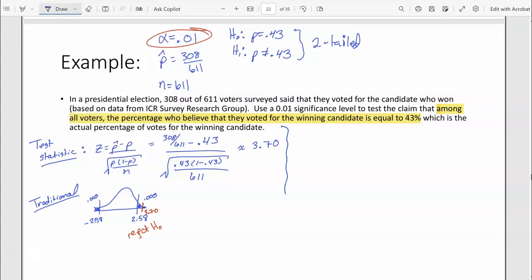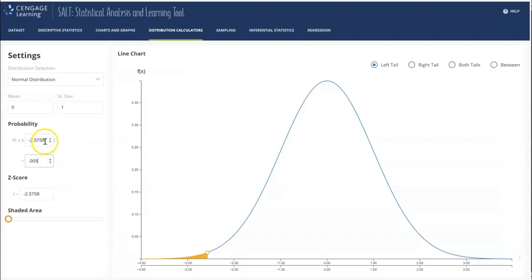P-value method looks at the probability of being beyond the test statistic. So here's my test statistic at 3.7. This is a two-tailed test, which means I need to consider that left-hand side also. I need to know what that number is. I'm looking for that p-value.